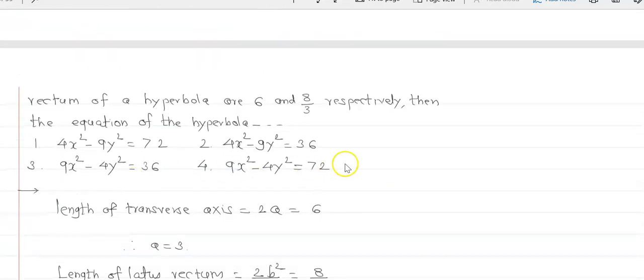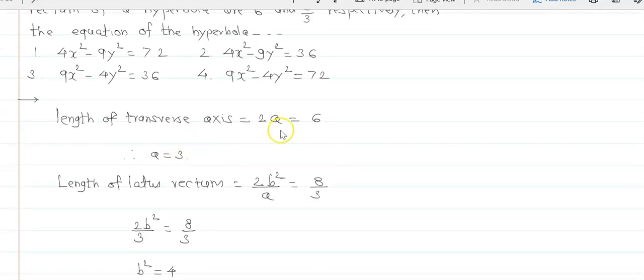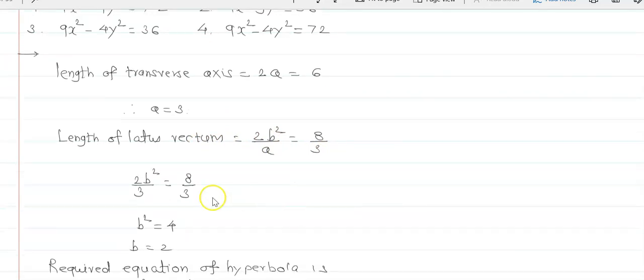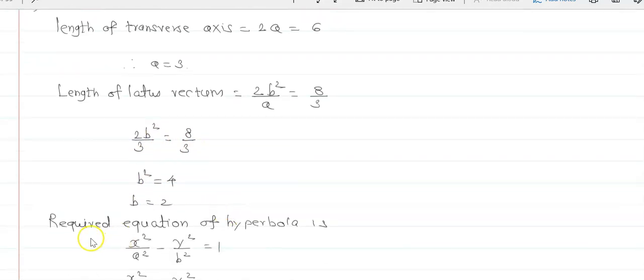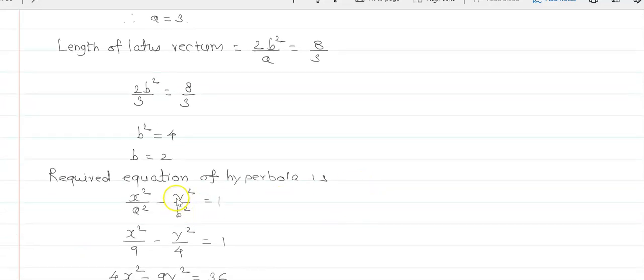Now these are the options. Length of the transverse axis is 2a, that is equal to 6, so a is equal to 3. Length of the latus rectum, that is 2b square upon a, is 8 upon 3. That is 2b square upon 3 is equal to 8 upon 3, b square is equal to 4, b is equal to 2.